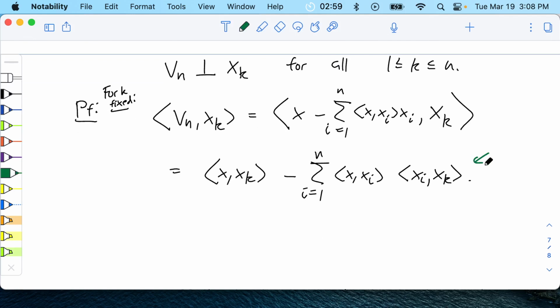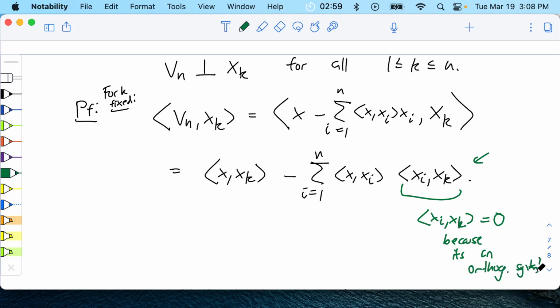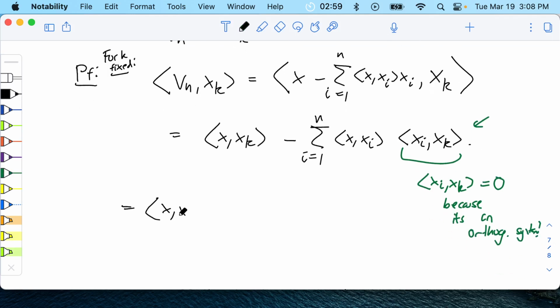Yeah. Well, they're coming from an orthogonal system, so that's always 0. They're all 0, is that what you're saying? Yes, okay, great. So they're all 0, right? ⟨xi, xk⟩ equals 0 because it's an orthogonal system. Wonderful. So actually, it's a big sum, but every single term is 0. Okay, great. So this is ⟨x, xk⟩ minus 0. You sum up n copies of 0, you get 0. Wonderful. Okay, so the answer is ⟨x, xk⟩.